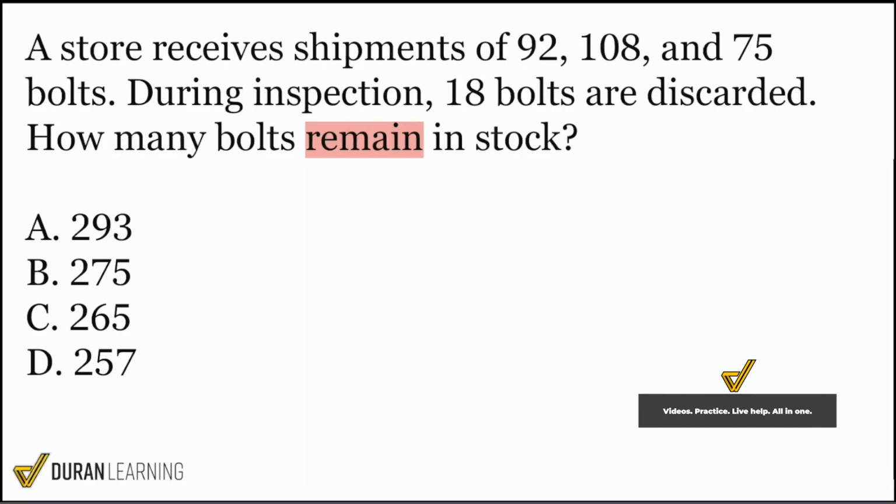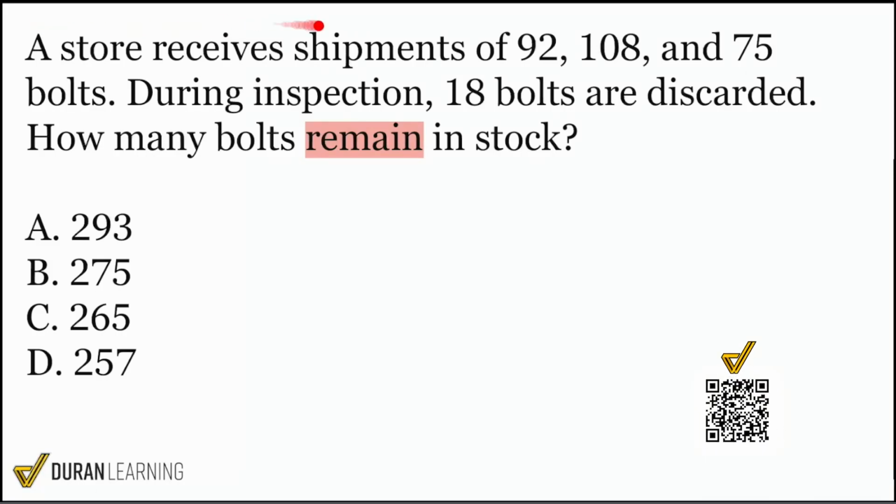What gap are we trying to find? Well, here it says, a store receives shipments of this many, and this many bolts. Notice that I didn't read the actual numbers. I do not care. When we are reading the problem for the first time, the numbers do not matter. It's about what the numbers mean. So again, a store receives shipments of these amounts. During inspection, this many are discarded. Oh, what's that keyword right there? Discarded. My party people, what does the word discarded mean? Subtract. So we have confirmation of that clue to subtraction right there.